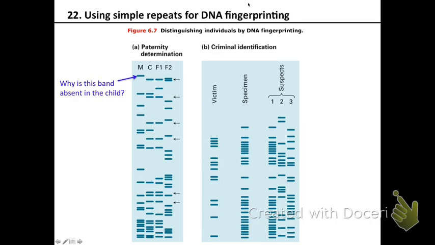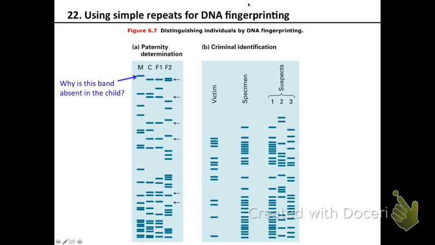So the pattern is not going to match exactly. It's going to be a mixture of the mother and the father. You're not going to see all of the alleles, but the child should be a combination of the alleles that you should see in the mother and father, right? And so that's how you would do that.